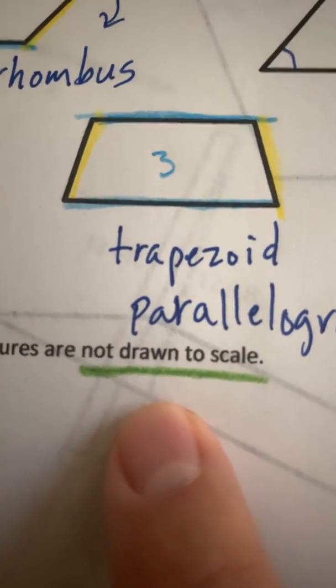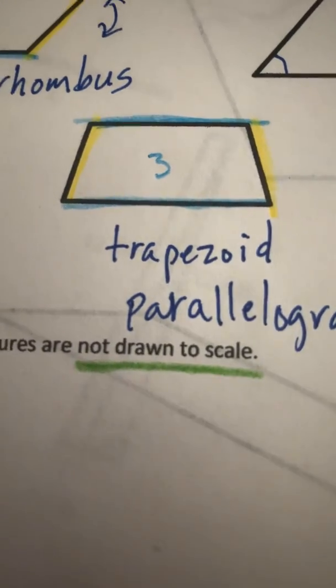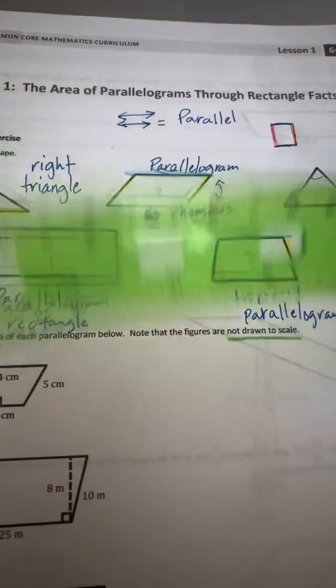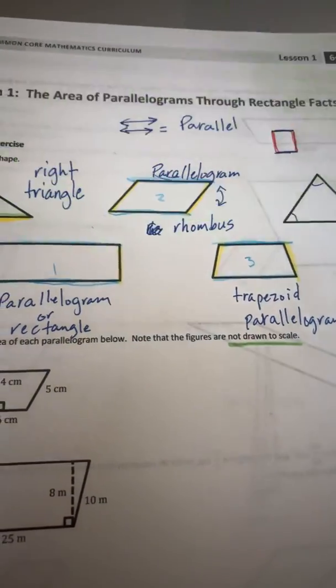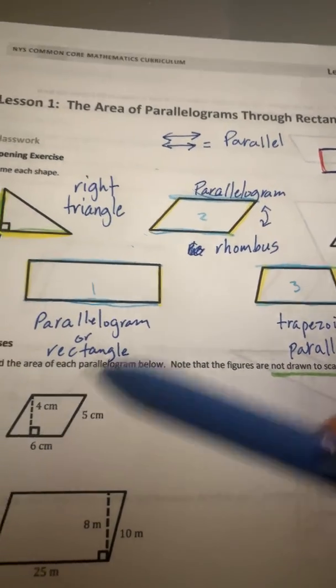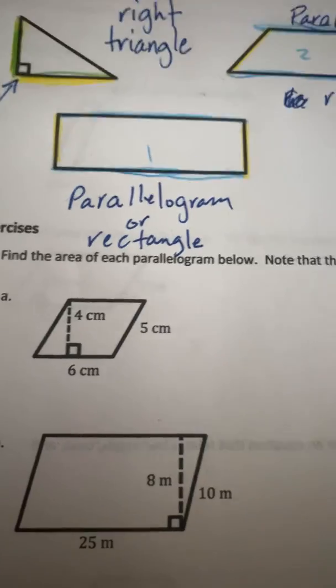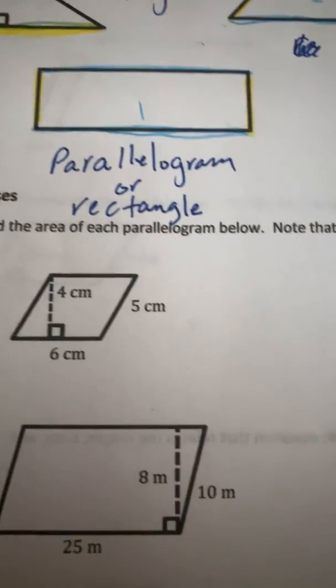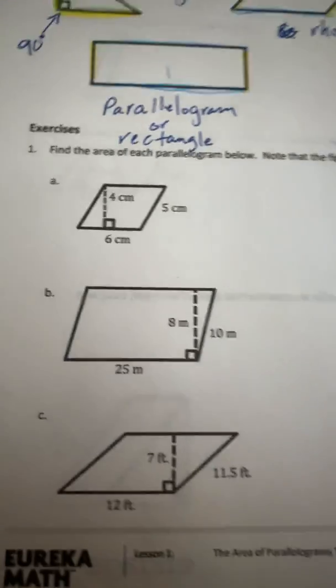When they say it's not drawn to scale, it means that it's not technically correct if you use a ruler. But just for the sake of practice, they put numbers here so that we practice how to find the area of a parallelogram. So you don't actually need a ruler for this. Okay, so we're gonna jump to this one.